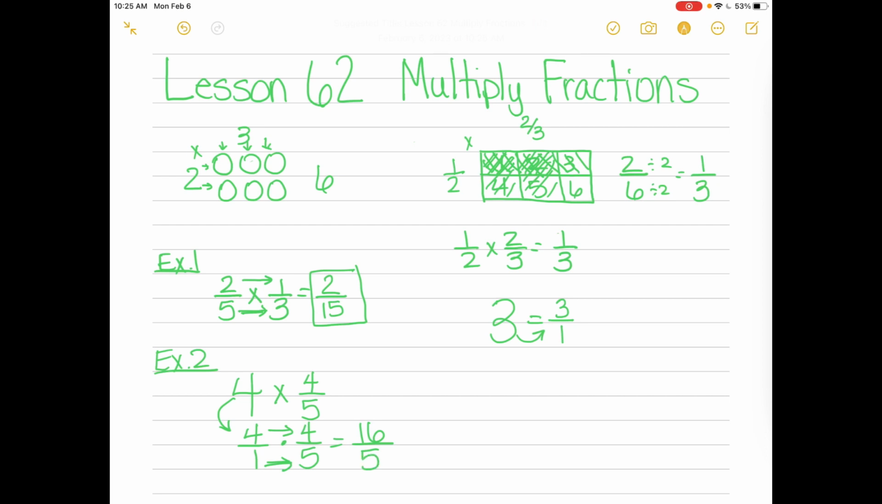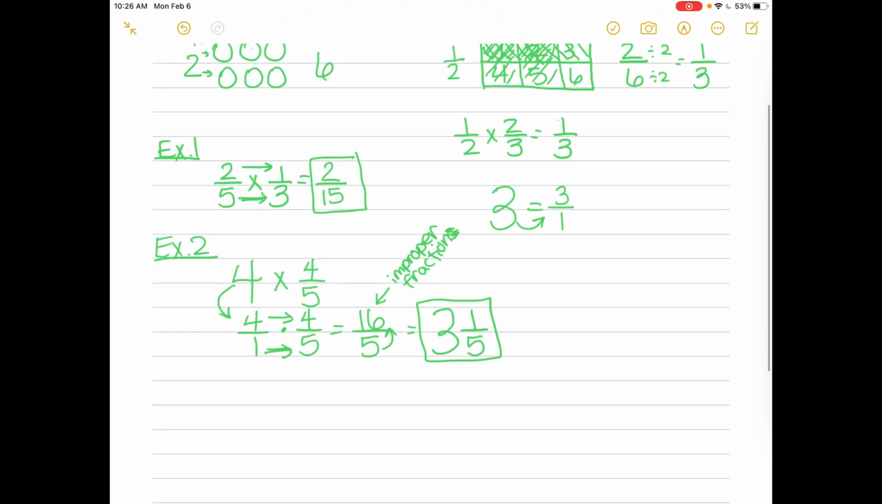Now I can simplify this because we don't want a top number bigger than the bottom number. So I'm going to change this improper fraction. So remember, it's improper if the top is bigger than the bottom. And I'm going to change that into a mixed number. So I'm going to go 5 goes into 16 3 times. I have 1 left over and 5 goes on the bottom. We've already done simplifying, changing improper fractions to mixed numbers. So if you don't remember how to do that, we've done a whole bunch of it. You need to go back and look at your notes.